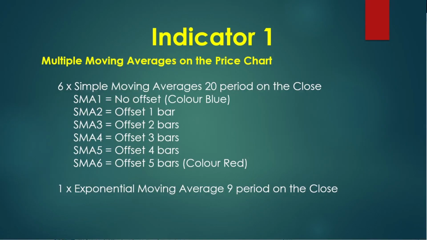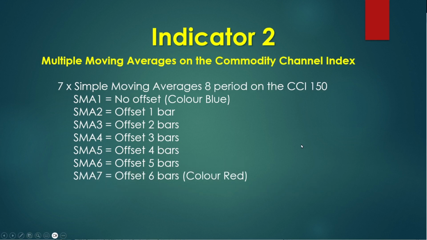So again, here are the two indicator parameters, and you can just feel free to pause the video. This is indicator 1 on the price chart with the multiple moving averages. And then we've got indicator 2 on the CCI 150, which shows the offset by how many bars. So again, feel free to try those out if you want to choose that as an idea of following indicators, but those are the indicators I'll be using in my videos.